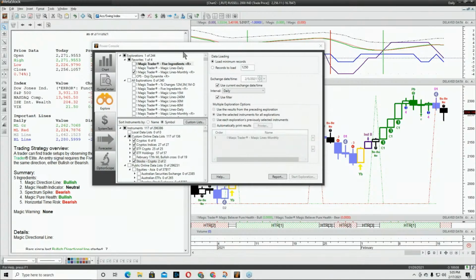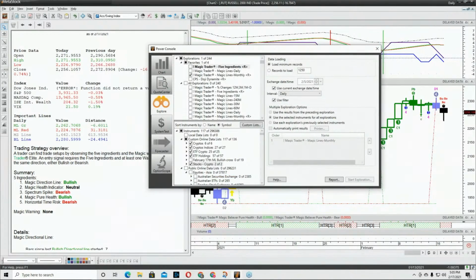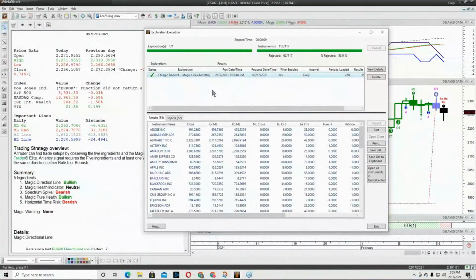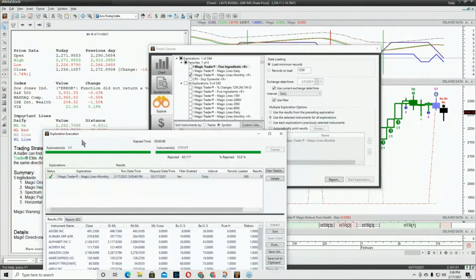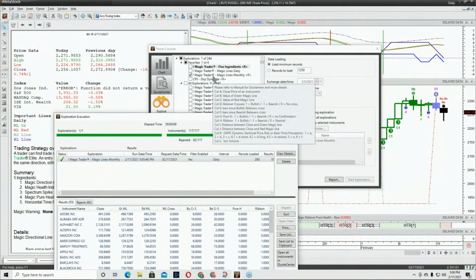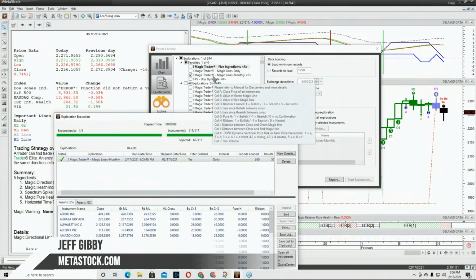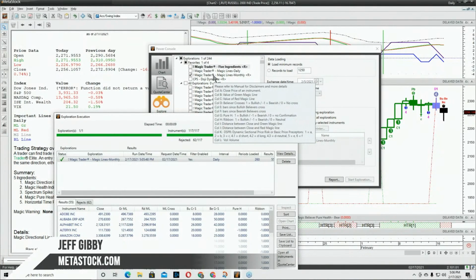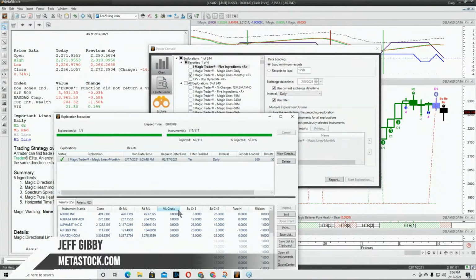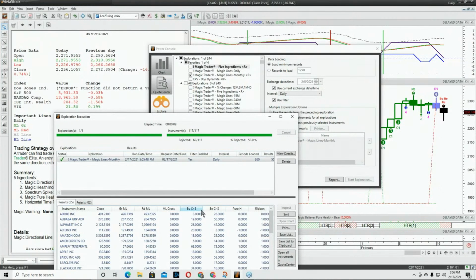Where is it? Let's see if we can find it. Oh, here it is. It's just on a different screen. I can see it running. It's already done. Okay, and here we've got the results. There are certain columns that you can look at, and if you want to cheat a little bit, you can highlight over it and it'll tell you. If I wanted to find stocks that had recently had a bullish cross, I have to look for this bullish cross here.